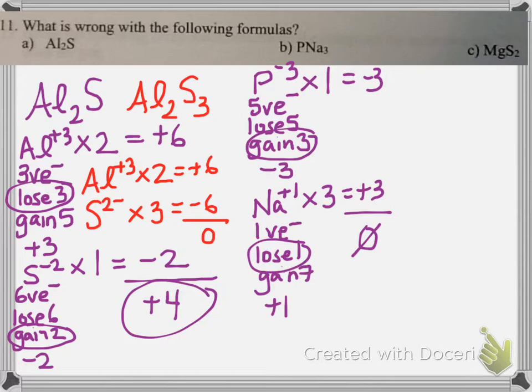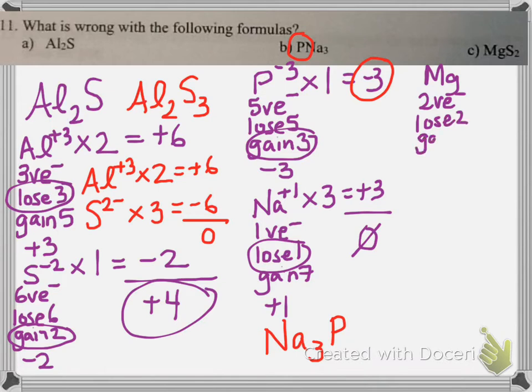Well, notice, phosphorus is written first and it has a negative charge. So what's wrong with this formula is that phosphorus is written first. The correct formula would be Na3P. So the ratio is right because overall we have a charge of 0, but the sodium ion would need to be written first. Okay, magnesium is in group 2A, so it has 2 valence electrons, so it could lose 2 or gain 6. It's going to lose 2, so it has a charge of positive 2.